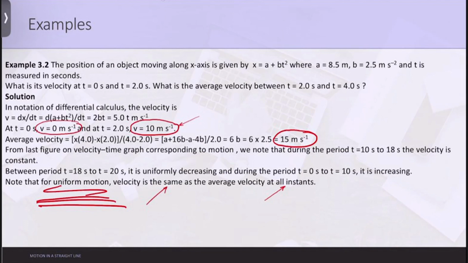So it's just a note that for uniform motion, the velocity is the same as the average velocity at all instants. That was the explanation here: the instantaneous velocity will be the same as the average velocity at all instants.